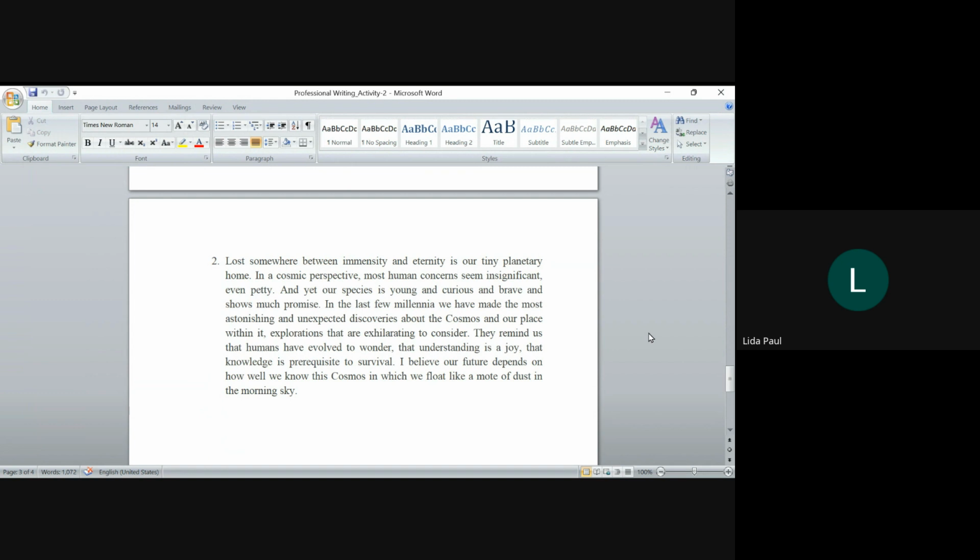This is the overall flavor that we get. Look at this mote of dust. The last line: cosmos in which we float like a mote of dust in the morning sky. Right? Everywhere that idea is being repeated, that we are just a small part of it. We have only scratched the surface. We don't know anything. Don't you get these things?